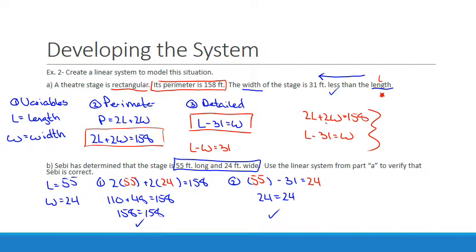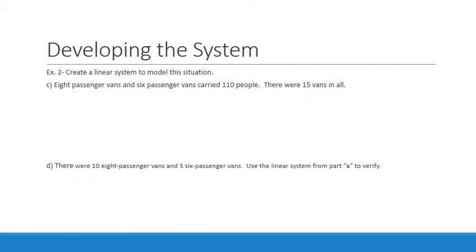So again, that's how you would check. We've skipped how to actually figure those values out, but we will do that in future videos. All right, let's try one more.